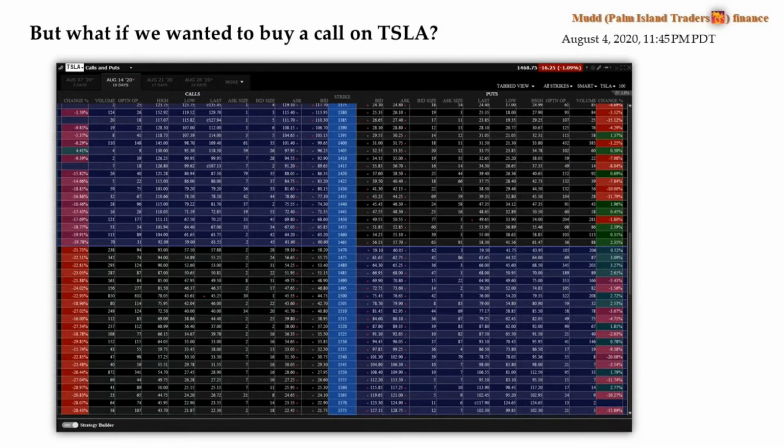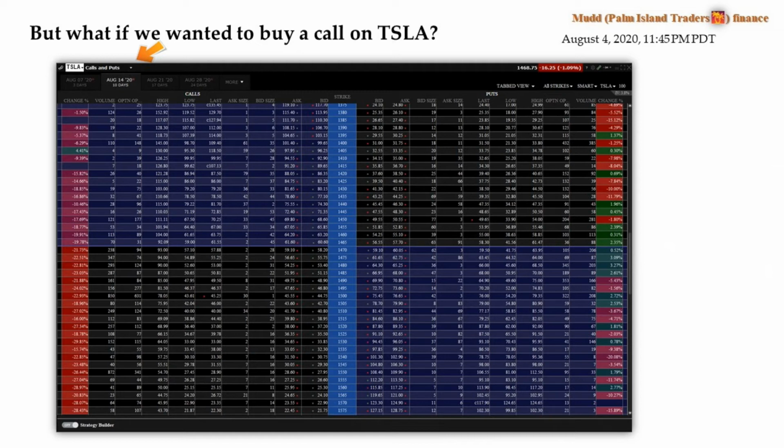What if all along you had simply wanted to buy a call on Tesla instead of AMD? Well, first of all, we know that we have a very dense set of expiries and strikes. And look at this chain. This chain's not even close to complete. It's only the middle of it. Here we are looking at Tesla calls and puts that are 10 days out for August the 14th.